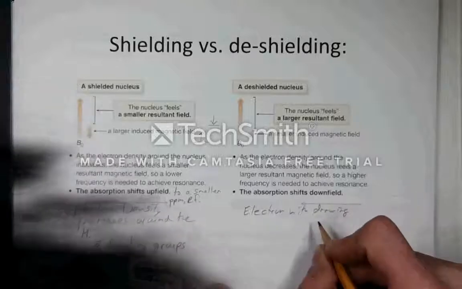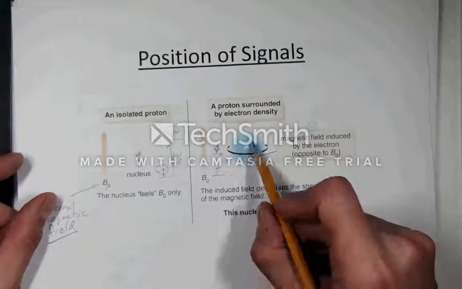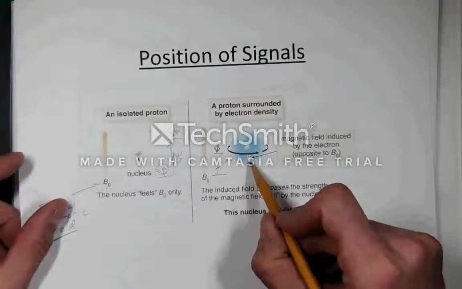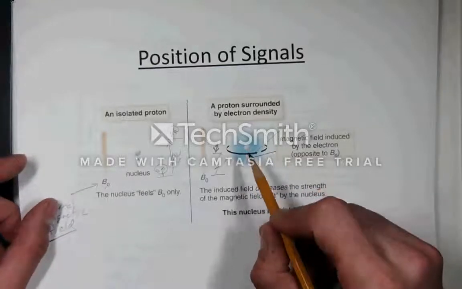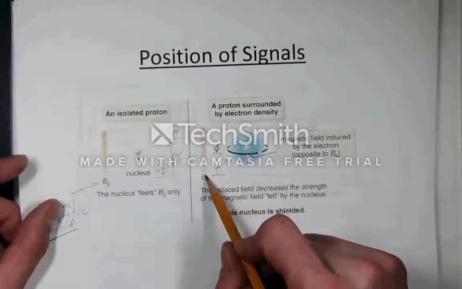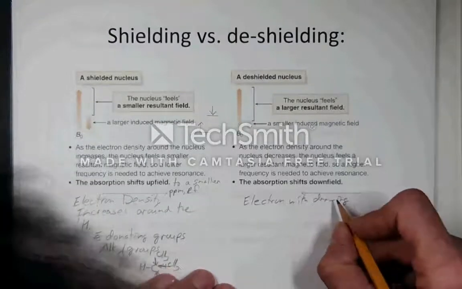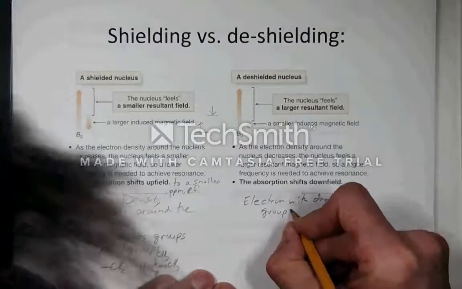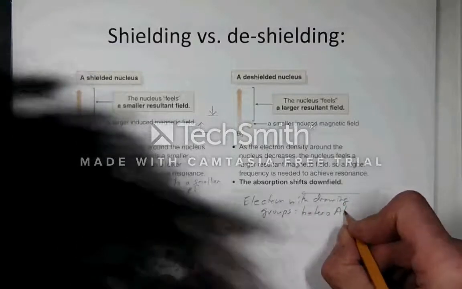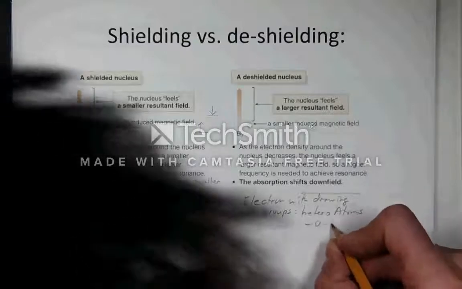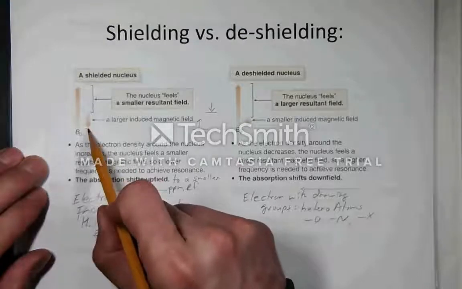If you're withdrawing electrons, let's go back here a moment. Remember, it's these electrons that oppose the magnetic field. If you withdraw these electrons, there's less of an opposing magnetic field from that electron, and the protons feel more of the external magnetic field. So electron withdrawing groups, such as heteroatoms, essentially. Heteroatoms. So oxygen, nitrogen, halogens. So you notice here the opposing magnetic field here is larger.